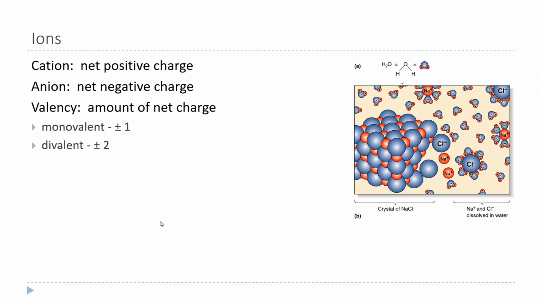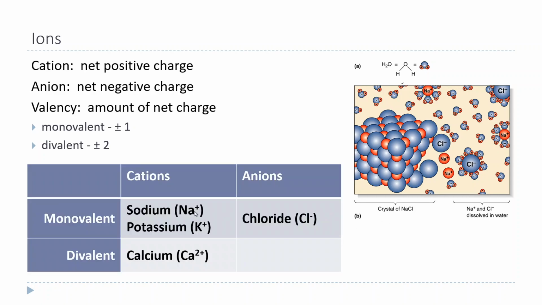And then you can also talk about an ion in terms of its net charge. So the valency of an ion is what its net charge is. A monovalent ion has a charge of plus or minus 1. Divalent ions are plus or minus 2. You can have trivalent and tetravalent and so on, but those are not as important, at least for cells.